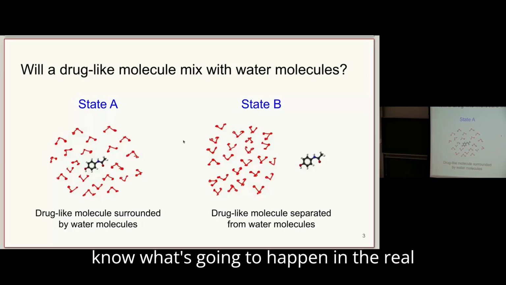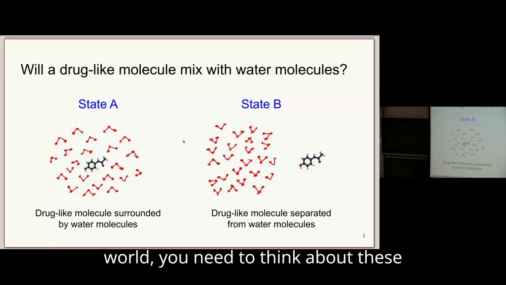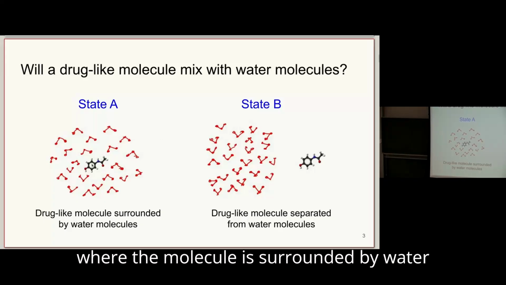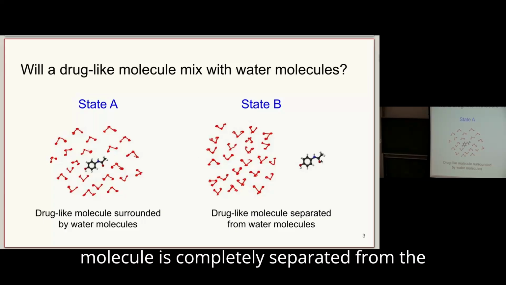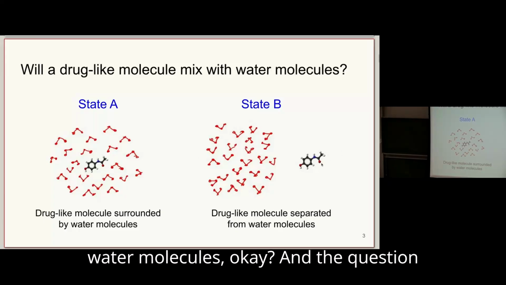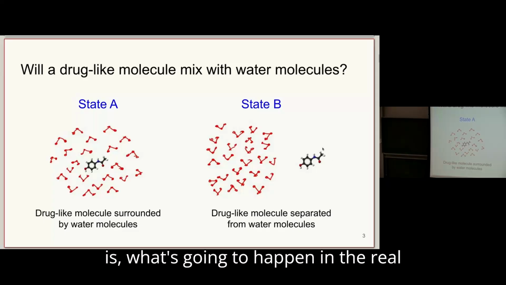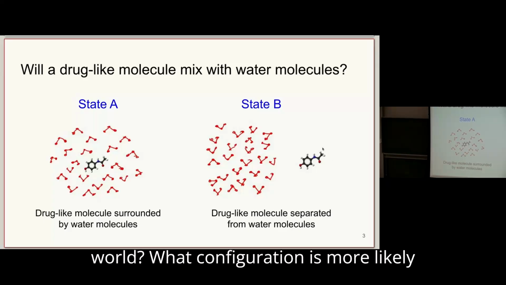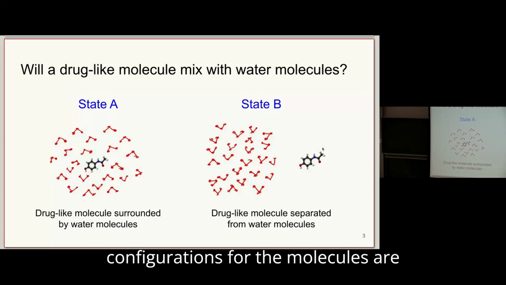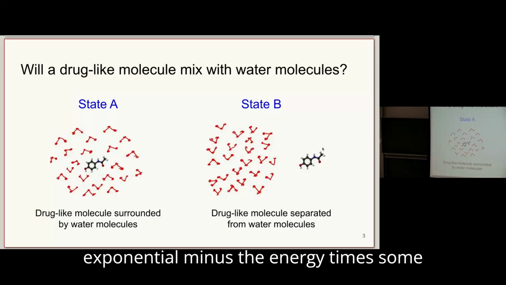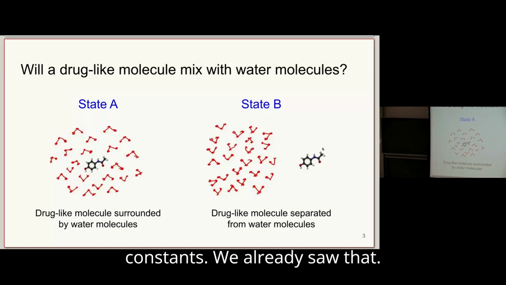And to know what's going to happen in the real world, you need to think about these possible states. You have a state where the molecule is surrounded by water molecules, or another state where the molecule is completely separated from the water molecules. Okay? And the question is, what's going to happen in the real world? What configuration is more likely to happen? And think that the probabilities of the 3D atomic configurations for the molecules are given by the Boltzmann distribution, exponential minus the energy times some constants. We already saw that.